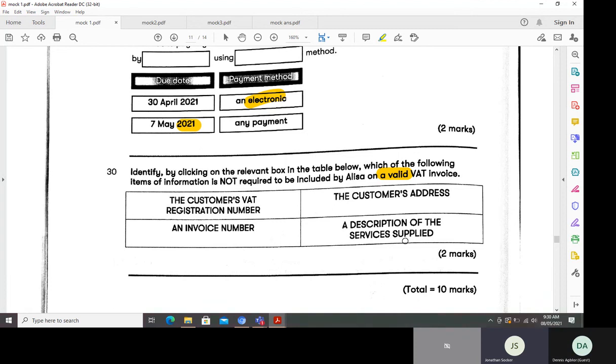I'm listening. Okay. So we are answering question number 30. We want to know which of this information will not be included on a valid VAT invoice. The customer's address.